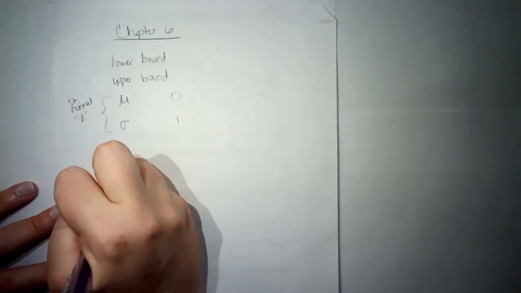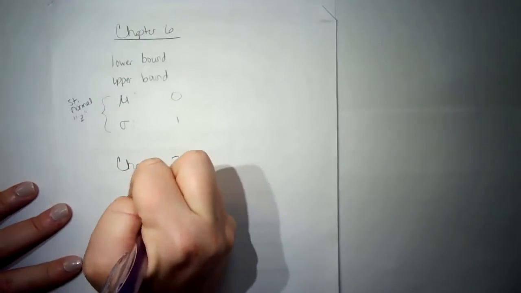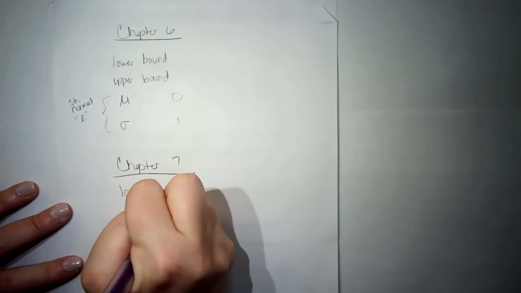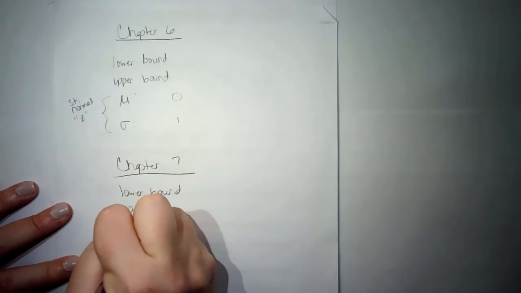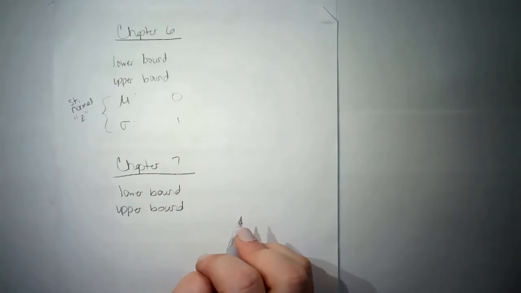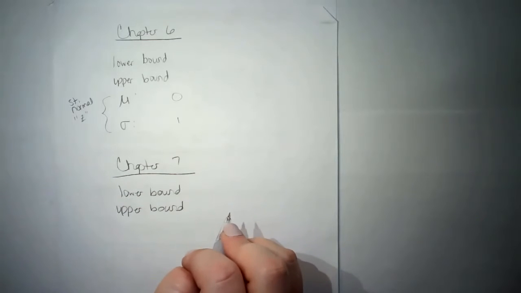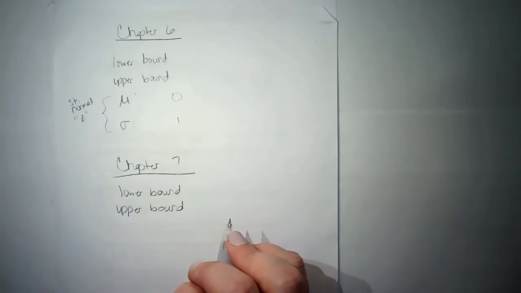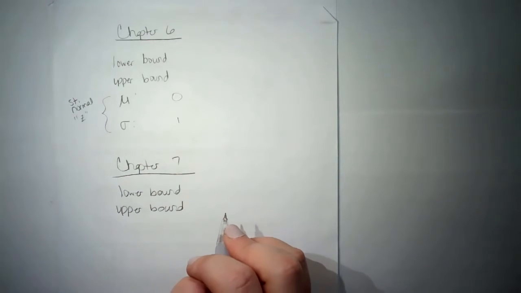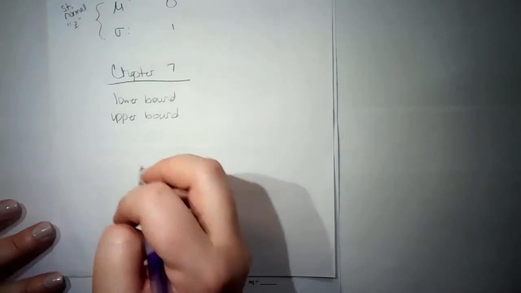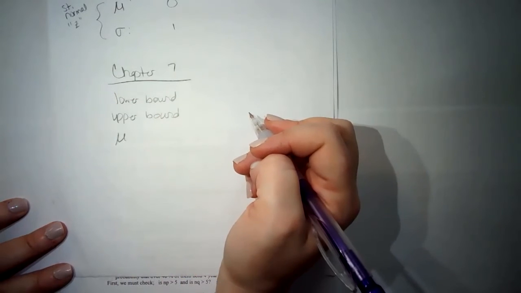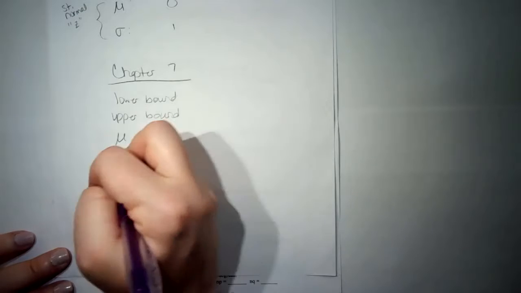Okay, here we go. Now, chapter 7, we're doing the same thing. Remember, we have a lower bound. We have an upper bound. But this time we're doing sampling distribution. So we're taking a bunch of different samples out of the population. Then we're finding the mean of those samples and the standard deviation of those samples. Well, it turns out for chapter 7 that your mean is just your mean, right? You're still going to use whatever mean they give you.